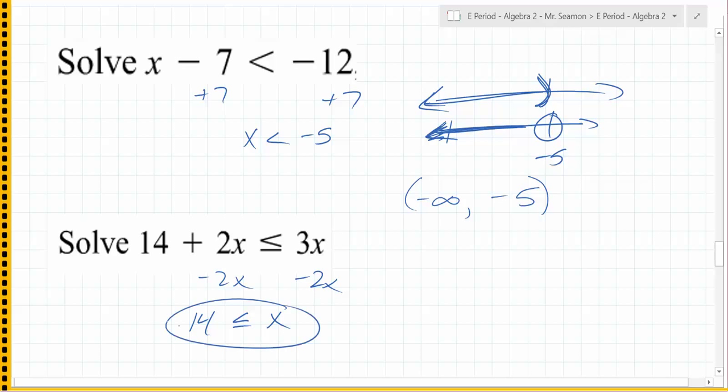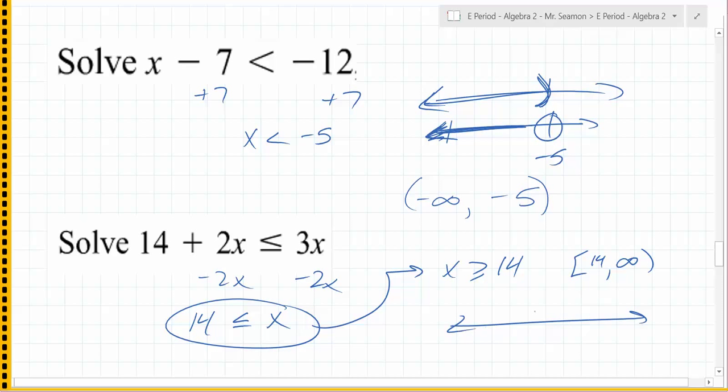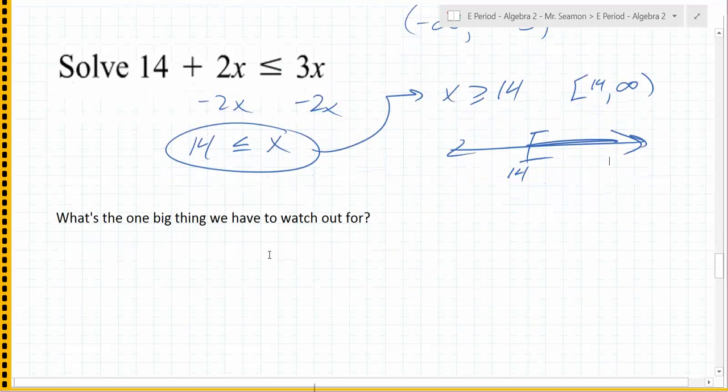Now, we don't really like that. We'd like to switch that around. So if 14 is less than or equal to x, what's another way you could write this? X is greater than or equal to 14. Yeah, we like reading things left to right. So in this case, you could write it as hard bracket 14, soft bracket infinity. Or you could graph it. You have 14 with a hard bracket and you go to the right. Okay, so far so good.